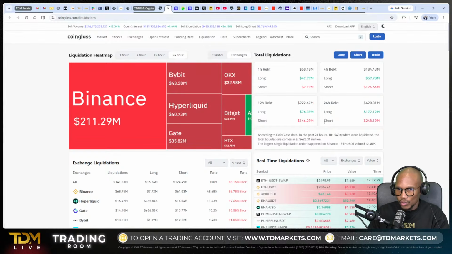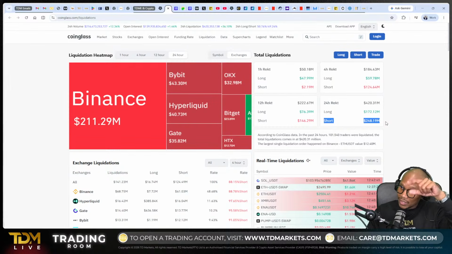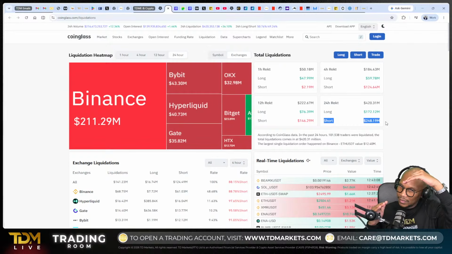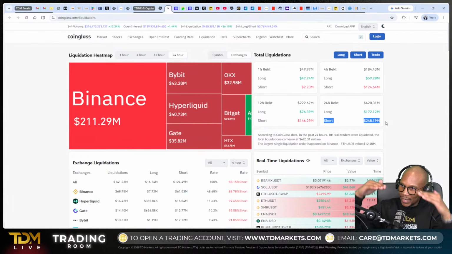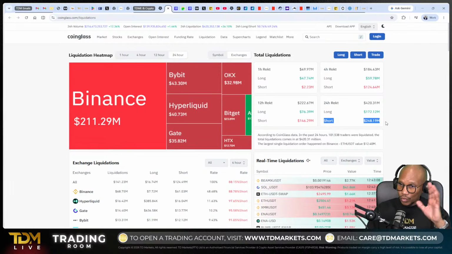All right. So whenever there's a lot of short positions being liquidated, that means the market went up and it took all of those short positions out because they are leveraged. So the market was going up. It's like a scale. It has more weight on one end, right? So if a lot of short positions have been liquidated, then pressure is towards the upside.